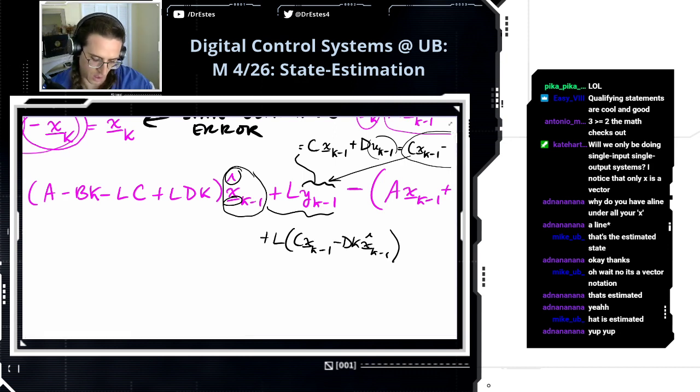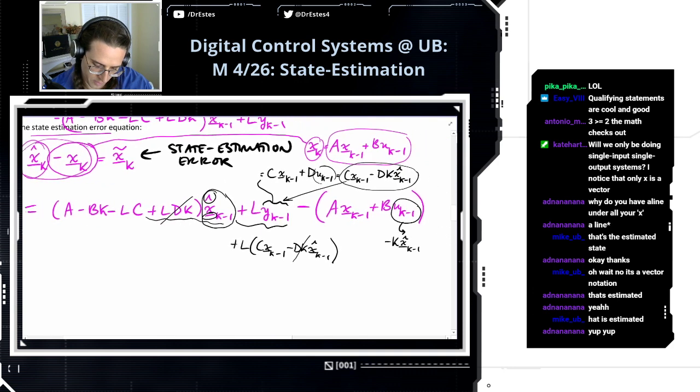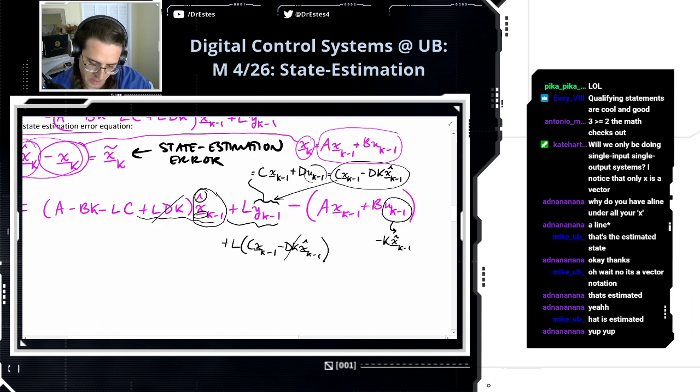Okay, good. Over here I have plus LDK times X hat K minus one, but here I have minus LDK times X K minus one. So this is going to cancel with this. And then over here, I have minus B times K X hat K minus one. Or wait, I have a minus here and I have a minus out in front. So this is going to be plus B K X K minus one. And over here, I have minus BK times X K minus 1. So it turns out this is going to cancel with this thing over here.